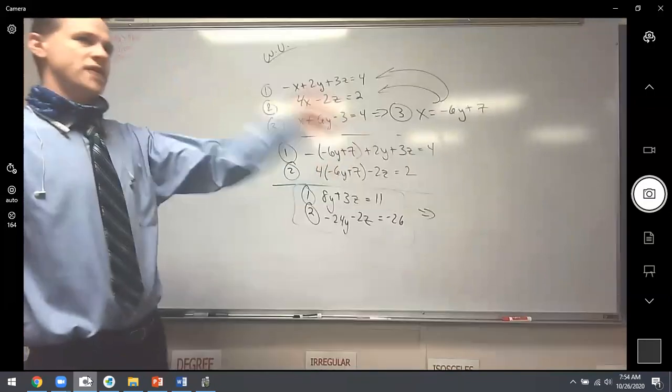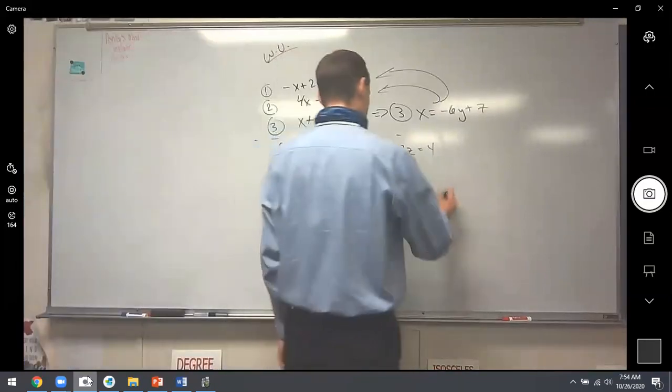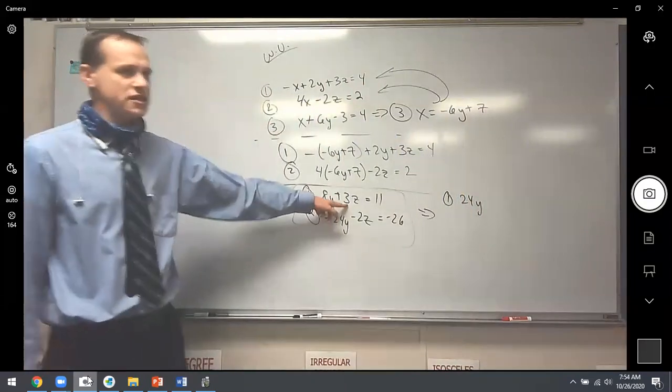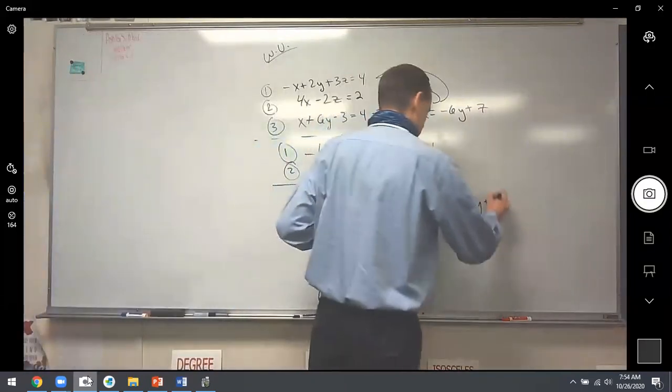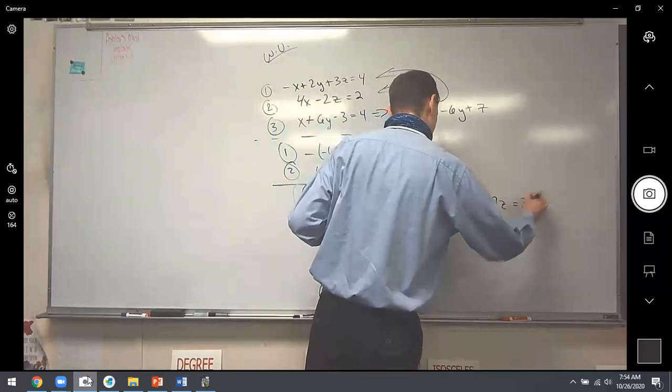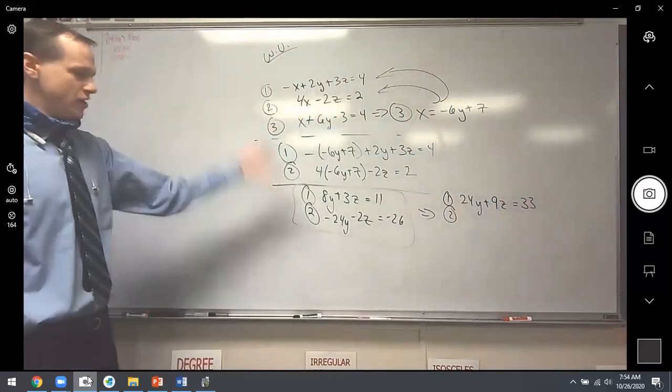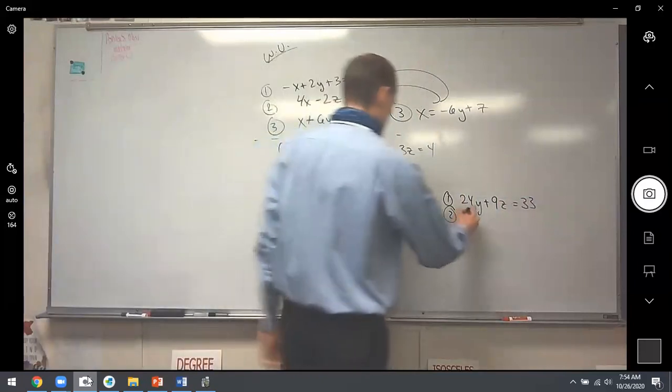So equation 1 times 3. 8 times 3 would be 24, so it's 24y's. 3z's times 3 would be 9z. And 11 was on the other side, and that times 3 is 33. Equation 2 we'll leave unchanged because it already had a 24 in front of it. That was a good deal.